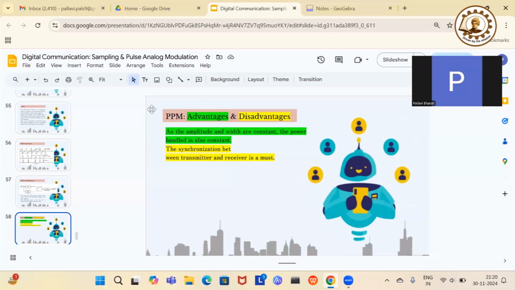So this is all about the pulse analog modulation. And with this, we have completed sampling and pulse analog modulation.